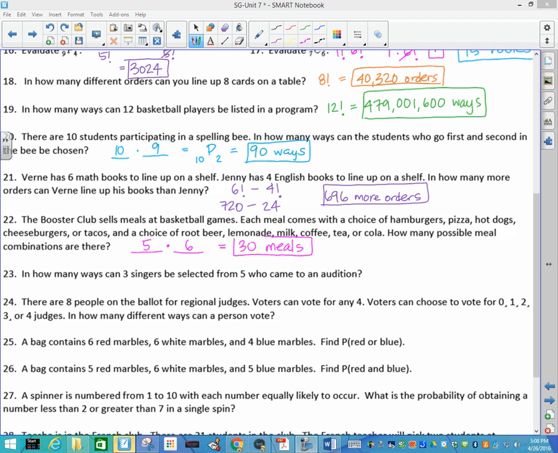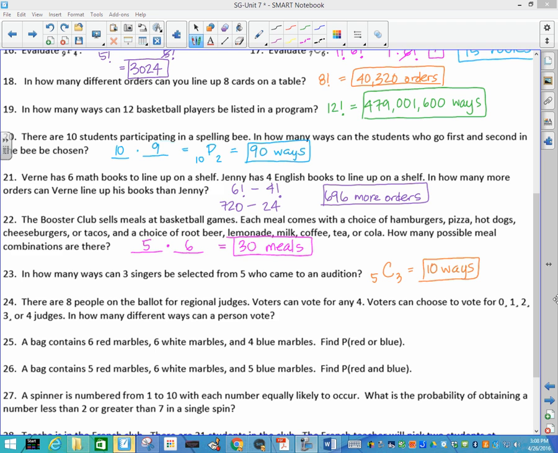Okay. All right. How many ways can three singers be selected from five who come to an audition? Those three singers don't have specific positions, so the order that you choose them does not matter. So this is 5C3, and that is going to be 10. If you have any trouble with your calculator, come see me before school.